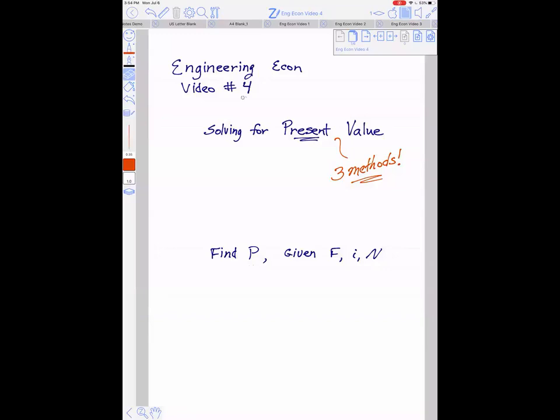Economics video number 4. Today we'll be working on solving for present value. Solving for present value, 3 methods. So what we're going to be doing today is learning how to find P, the present value, given a future value, interest rate, and n number of terms.